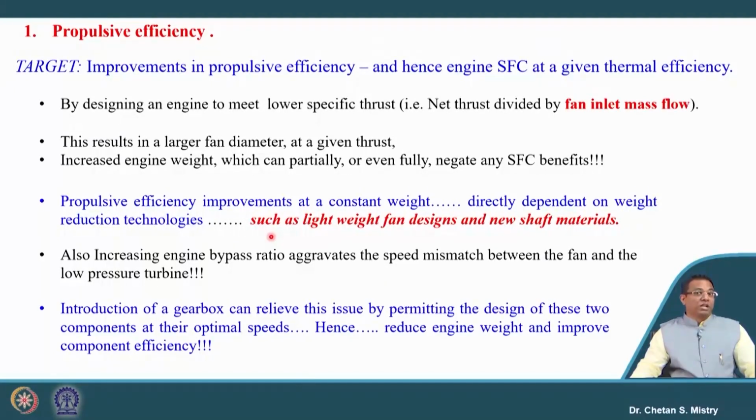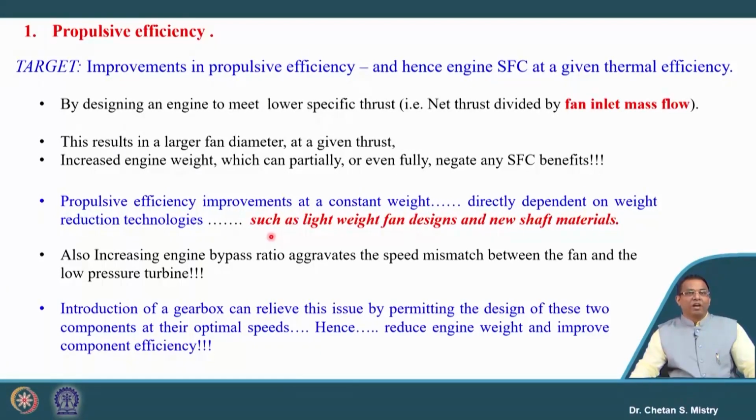Just try to understand what all we are discussing. Here in this case we need some weight reduction technology such as lightweight fan design and new soft material. That will reduce the weight of the engine, and that will help us improve the propulsive efficiency, and at the same time it will improve specific fuel consumption.